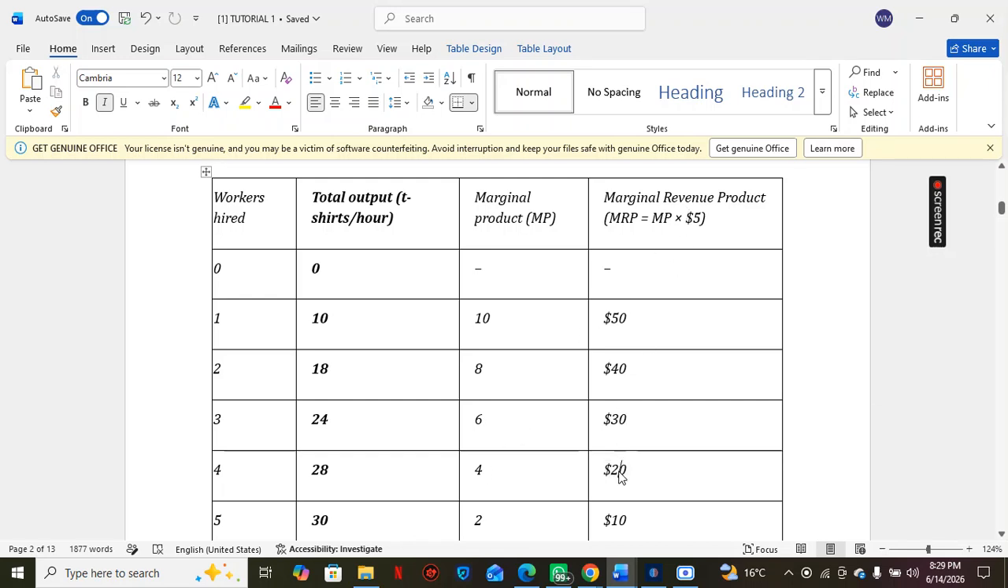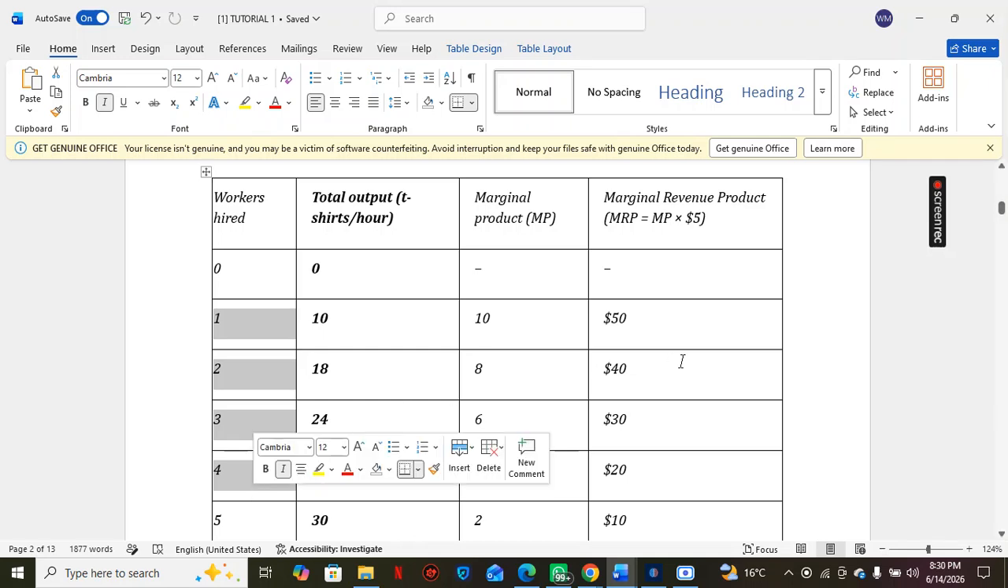Now, colleagues, what we can see here is this. When your land and your capital is fixed, the more workers that you bring in, the less extra output they bring. And the less extra output they bring, the less additional revenue they bring. So as you can see, the additional revenue is dropping the more workers we hire.